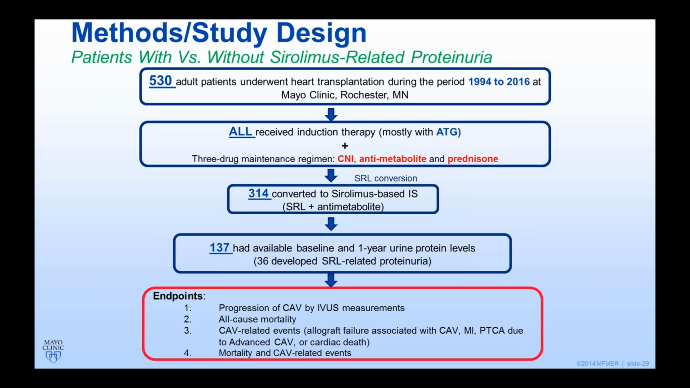137 had the appropriate available baseline and 1-year urine protein levels, as well as intravascular ultrasound follow-up to be studied. And 36 of these patients developed sirolimus-related new proteinuria. The endpoints in the study were progression of coronary allograft vasculopathy by intravascular ultrasound, all-cause mortality, CAV-related events, and the combined endpoint of mortality and CAV-related events.